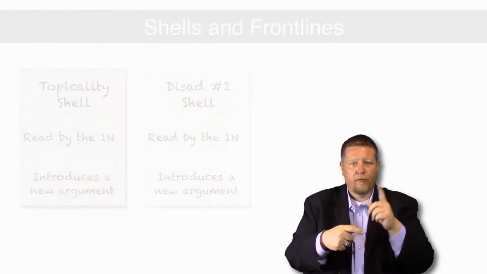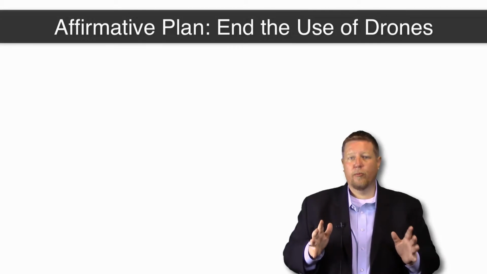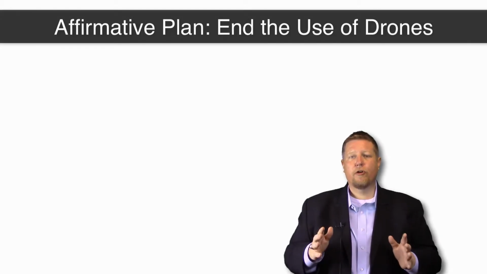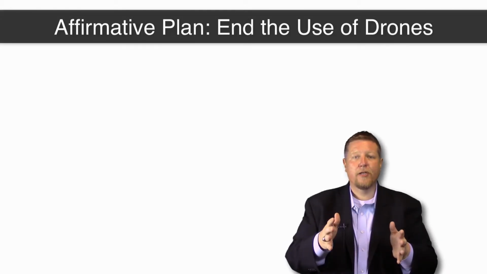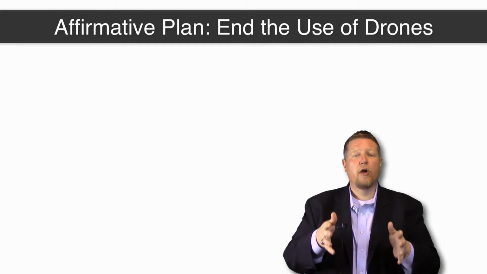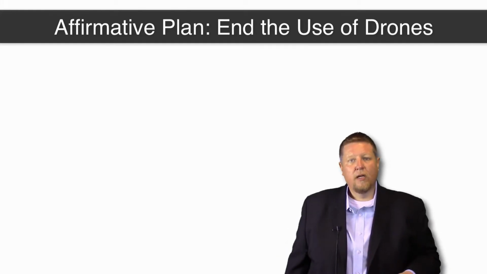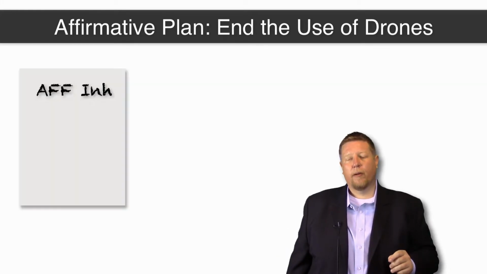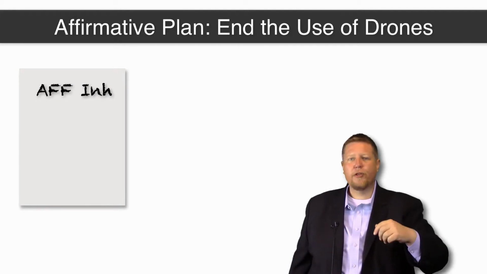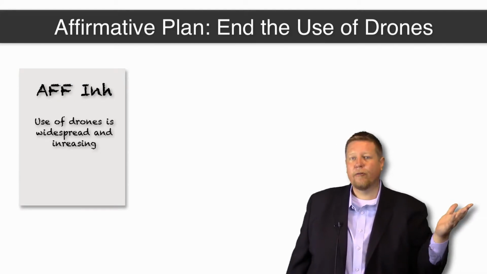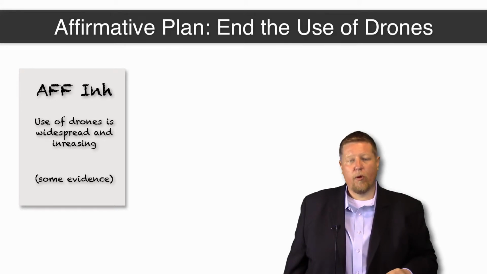So let's use an example from this year's topic to explain the importance of shells and front lines. Let's say that the affirmative team proposes to end the use of drones. That's a fairly predictable case for this year's topic, so you should arrive at the tournament ready to debate that case. And that means having a few different arguments ready to go beforehand. For example, in their inherency argument, they will predictably argue that the use of drones is widespread and increasing, and they'll read evidence to prove their point.